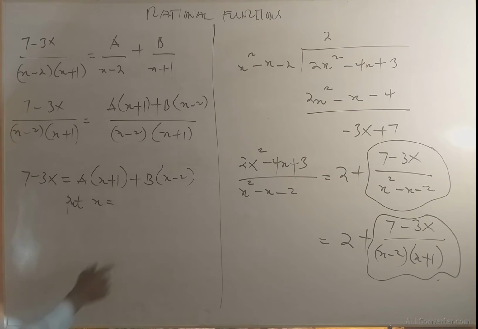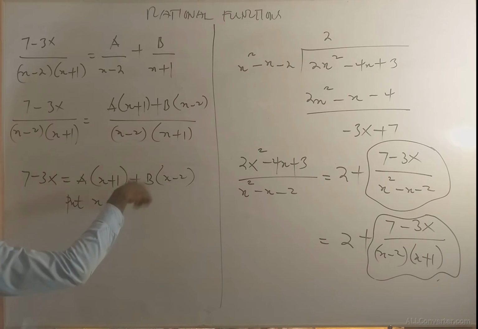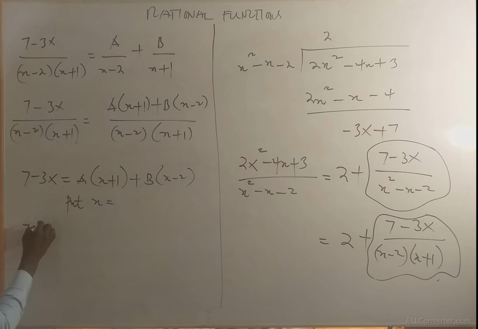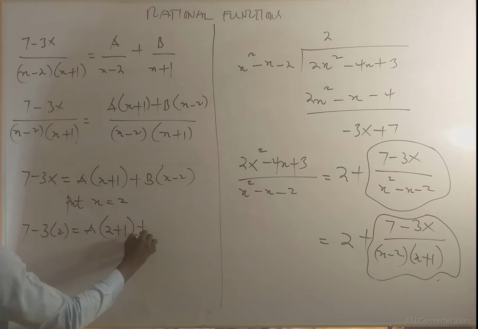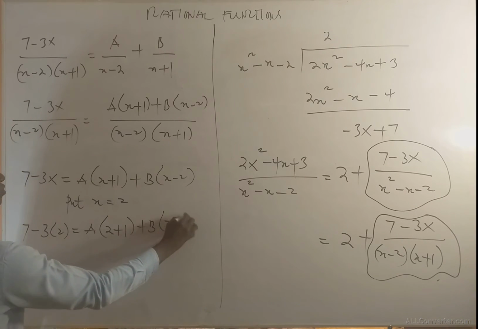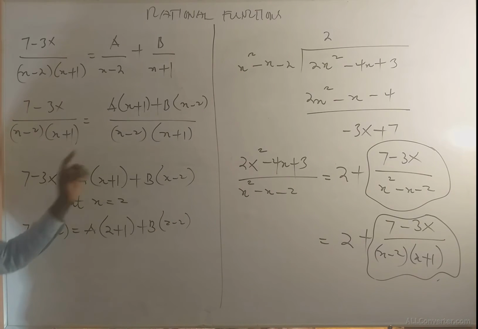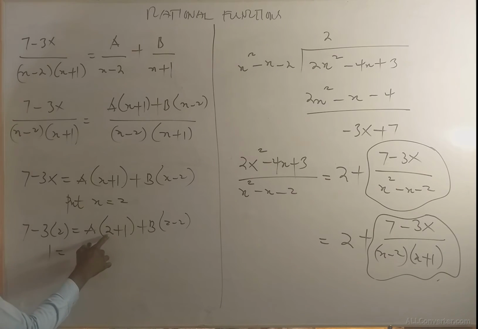Now when we put x equals 2, 2 minus 2 gives us 0, so b will be gone. So we have 7 minus 3 times 2 equals a into bracket 2 plus 1 plus b into bracket 2 minus 2, and 2 minus 2 gives us 0. 0 times b is gone. So we have 3 times 2 is 6, 7 minus 6 is 1, then 2 plus 1 is 3, 3 times a is 3a.